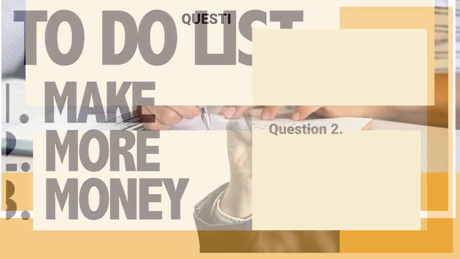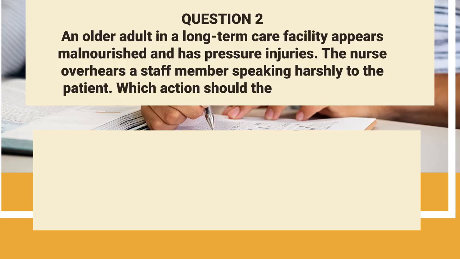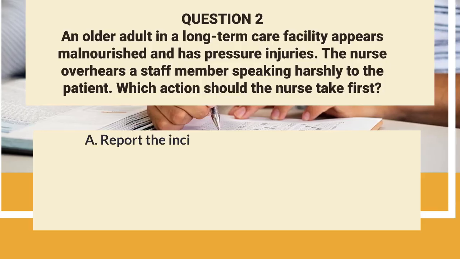Question 2. An older adult in a long-term care facility appears malnourished and has pressure injuries. The nurse overhears a staff member speaking harshly to the patient. Which action should the nurse take first?